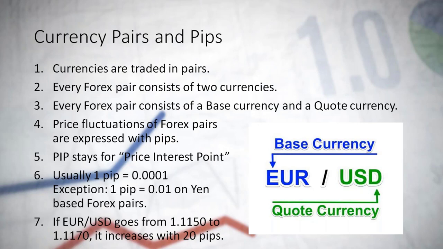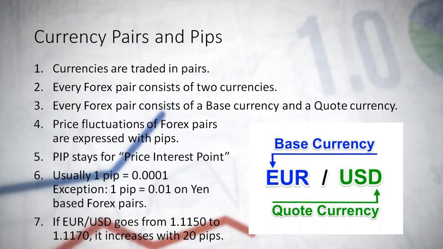So the price fluctuations of forex pairs are expressed in pips. The metric that measures the change of a forex pair in price is called a pip, one pip or many pips. Pip stands for price interest point. Usually, one pip equals 0.0001 from the current exchange rate of a forex pair.